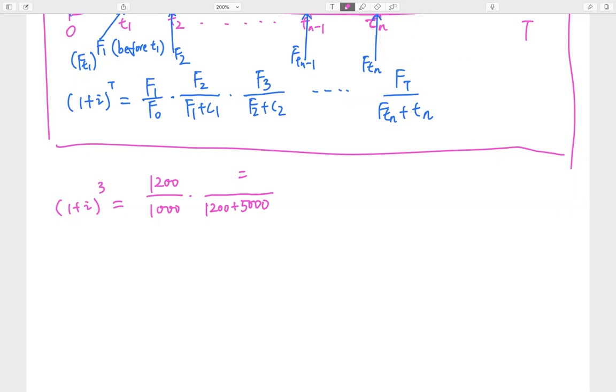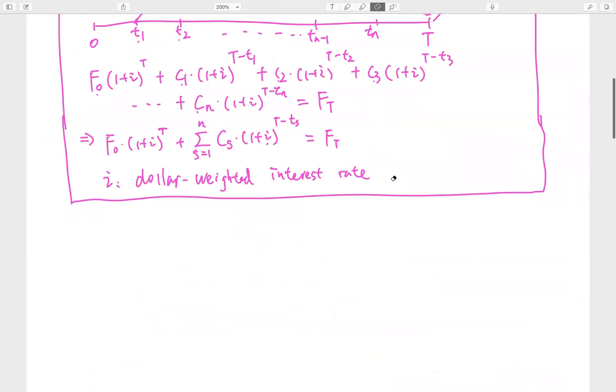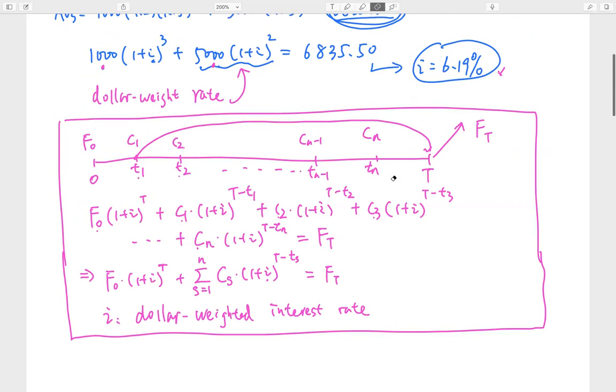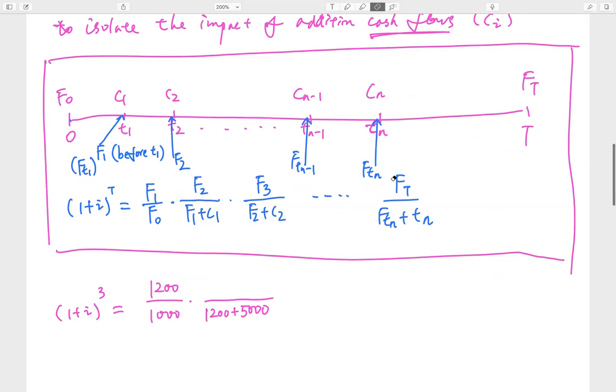Well, we don't need to do that because there's only one. In the end, what is the value? In the end, the value is about 6,835.50. Okay, if you have a calculator, you can easily do the computation. So let me compute. Divided by 6,200 times 1.02. So this is, okay.